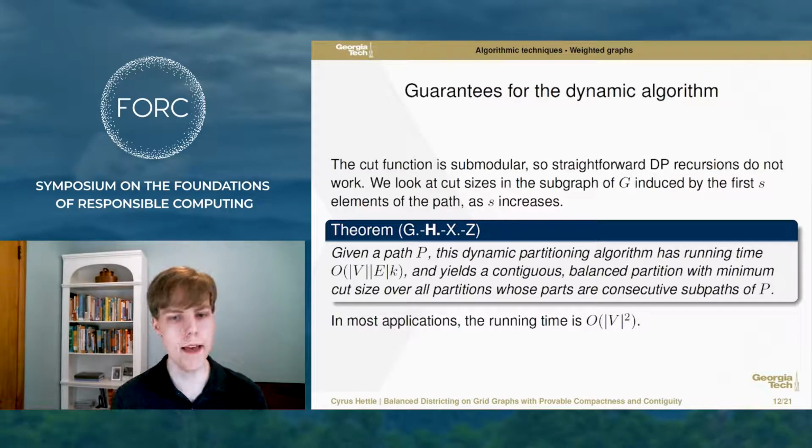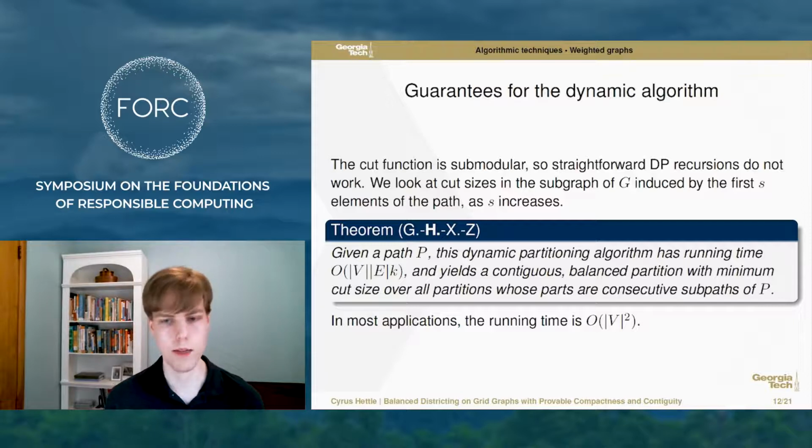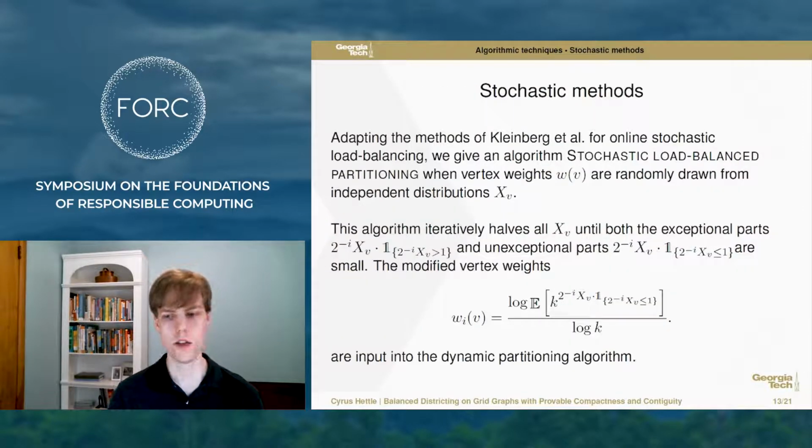Given a path, our dynamic partitioning algorithm has polynomial running time, and it gives a contiguous balanced partition that has minimum cut size over all partitions whose parts are consecutive subpaths of P. This guarantee does depend on P, but if P is well chosen, the performance here will be quite strong. And in most applications, the running time is very fast. It's order n squared, so it's possible even to generate multiple paths and quickly run this algorithm over each path and choose the best result. So that's the weighted case.